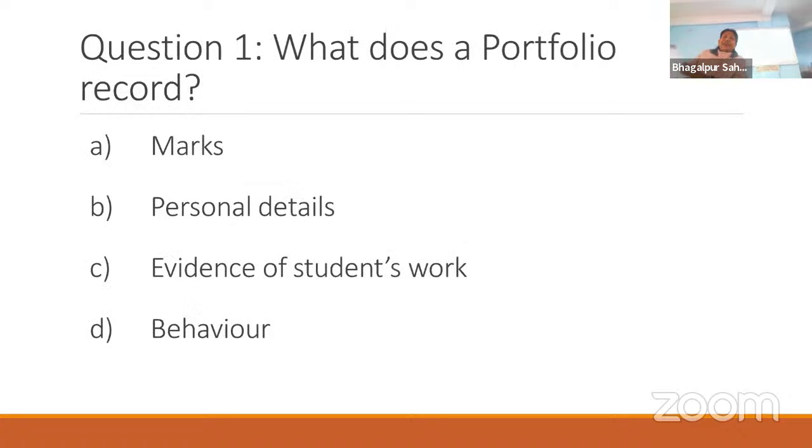So now we have a question for the teachers. The first question: what does a portfolio record? We have seen what a portfolio is. I have told you what a portfolio has. So what does a portfolio record? A, marks they have got in the written test; B, their personal details, their height, weight; C, evidence of students' work, what they have done; D, their behavior. Participant schools are requested to share the answer in the chat box.